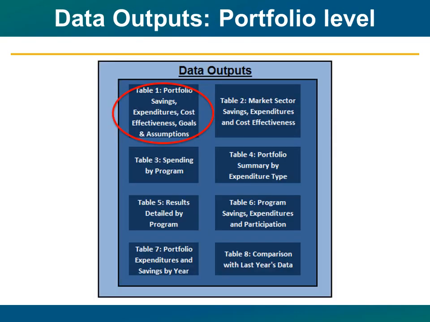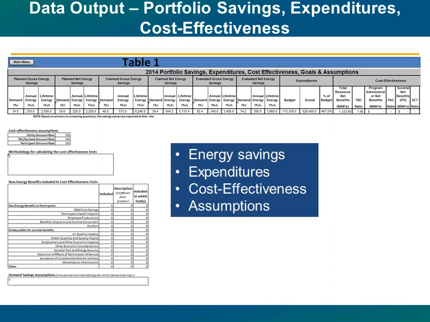Finally, we'll look at detailed information that's rolled up at the portfolio level, which is in Table 1. This shows the energy savings, expenditures, cost effectiveness, and some of the different assumptions that go into the cost effectiveness, or even some of the demand savings assumptions. That serves as a quick reference for regulators or other stakeholders to see in general how that portfolio is doing.